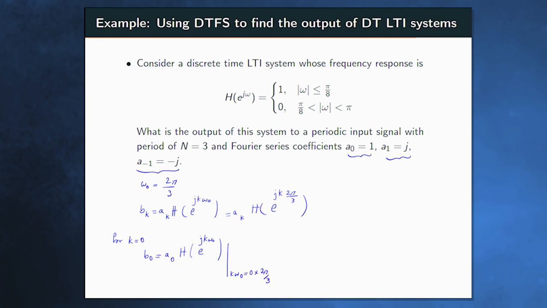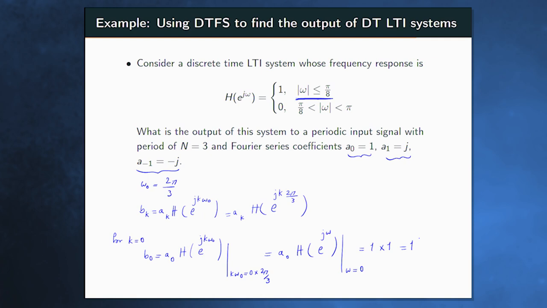So I'm going to write it as a_0 multiplied by H of e to the j omega evaluated at omega equals 0. I know the value of a sub 0, it's 1. I want to find the value of H of e to the j omega at omega equal to 0. From this expression, I can see that for omega equals 0, the value of H of e to the j omega is 1. So b sub 0 is equal to 1.